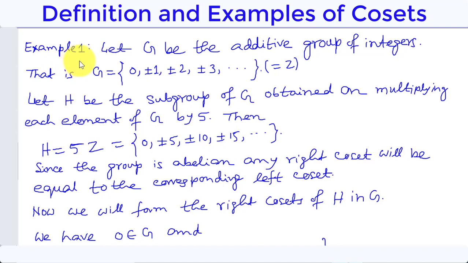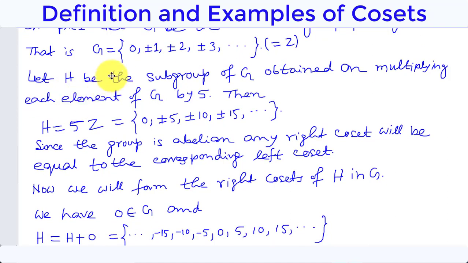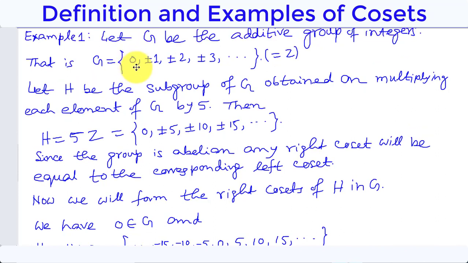Now, example 1. Let G be the additive group of integers. That is, G is a group under the binary operation addition. That is, G equals 0, plus minus 1, plus minus 2, plus minus 3, and so on. This is the set of integers, which forms a group under usual addition. In this case, 0 is the additive identity element.